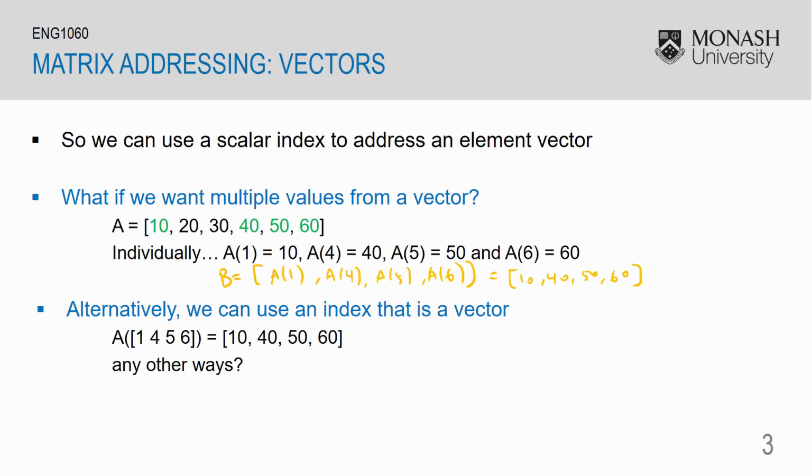However, there is an alternative. That is, we can use a vector as an index for a matrix. So to pull out the numbers highlighted in green, we can reference the vector A with round brackets and then supply it with a vector index of elements 1, 4, 5, and 6. The result will be a vector that contains the numbers 10, 40, 50, and 60.